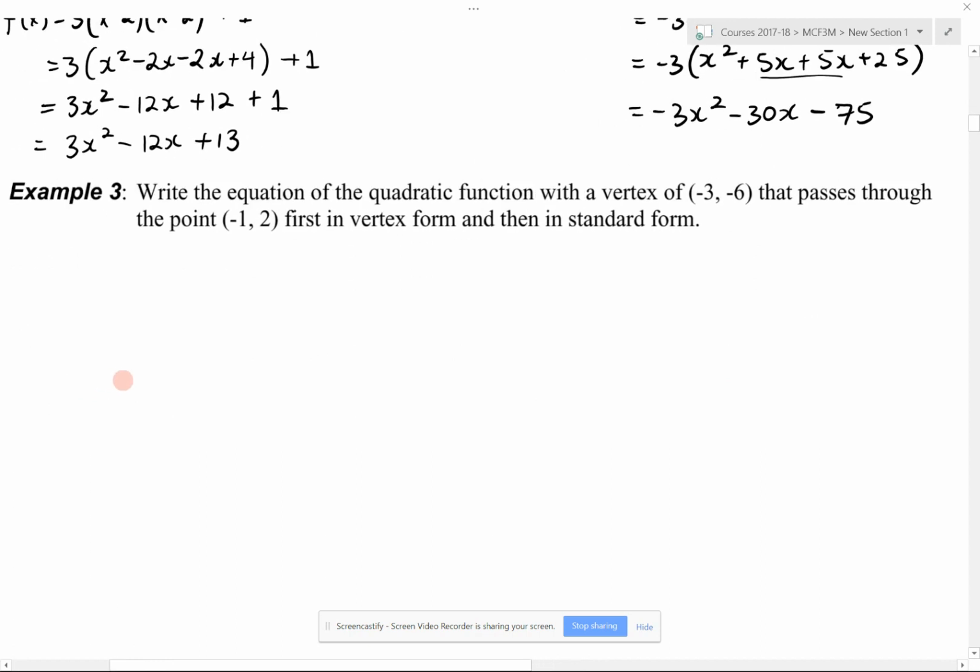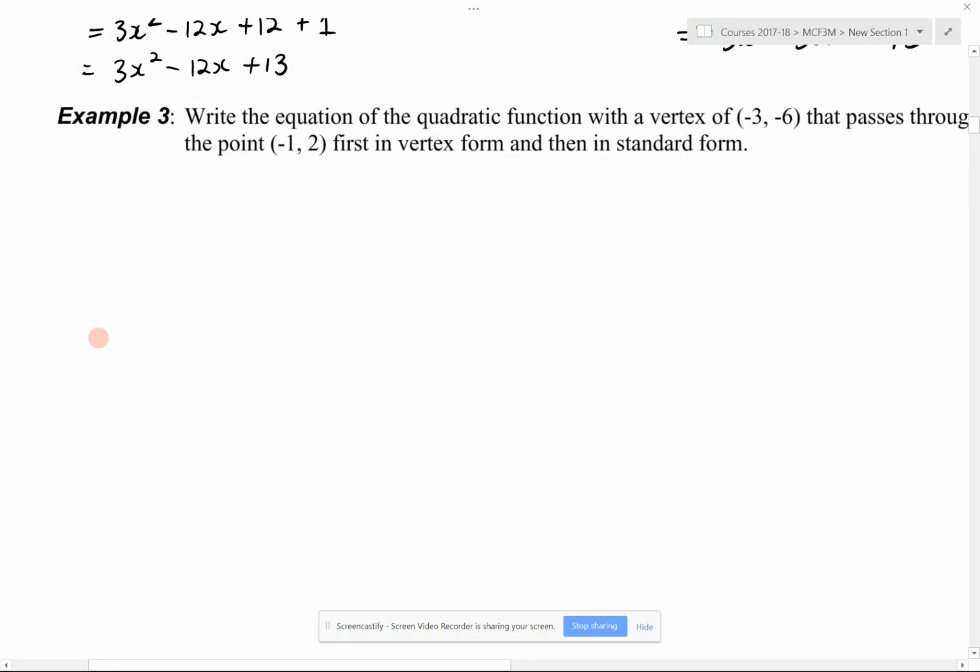Okay, now, a similar problem like we did in the previous chapter, we were asked to write equations. We're going to write the equation of a quadratic function with a vertex of -3 and -6 that passes through the point -1 and 2, first in vertex form and then in standard form. Okay, so by being given the vertex, it cuts down a lot of the work that we have to do. So it makes us much more able to write the vertex form much more easily. So we're going to say here vertex form.